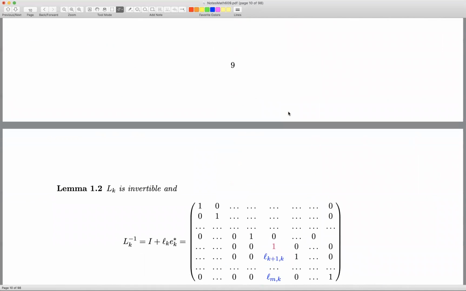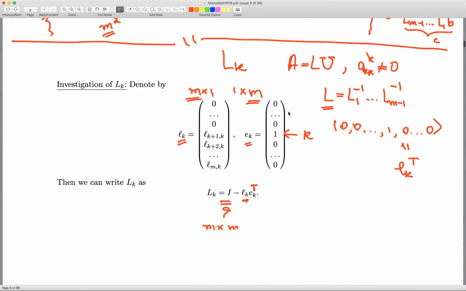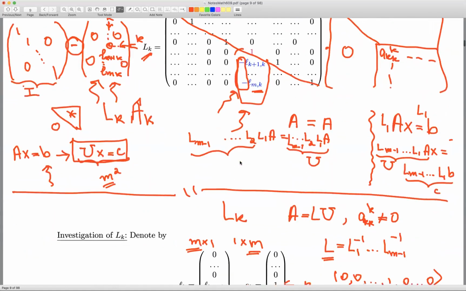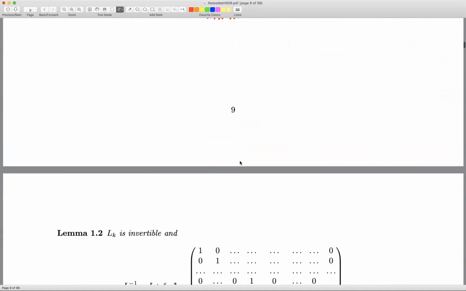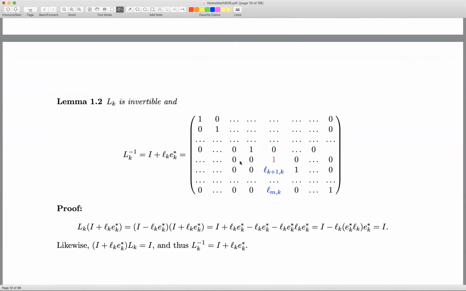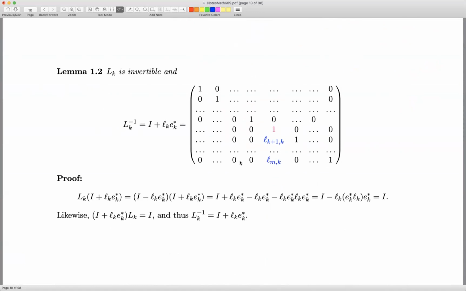The more interesting part is how to compute the inverse of this matrix, and the lemma tells us that the inverse of this matrix is in fact also a very simple matrix. This is basically the same as the matrix Lk. The only difference is that here, instead of these minuses, we have pluses. So we just drop the minuses. This is how we can write the formula for the inverse of this matrix. So this is the lemma. And the proof of the lemma is not so difficult.